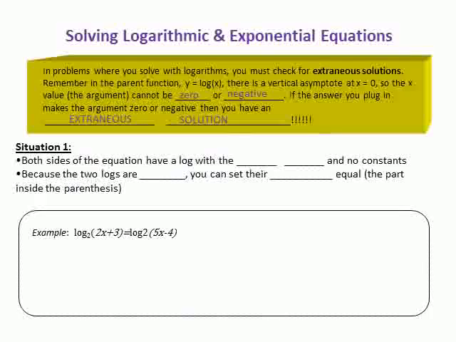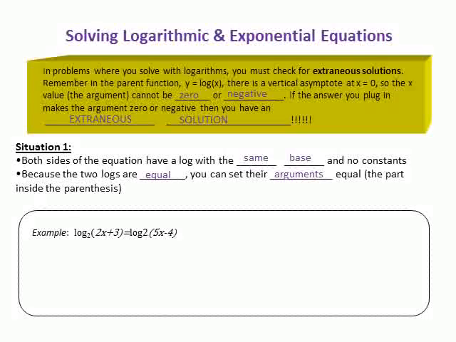The first type of solving of logarithms we're going to look at is if both sides of the equation have a log with the same base and no constant. So if they both have the same base, there are no other random numbers floating out to the sides, no constants. Because the two logs are equal, you can set their arguments, that's the stuff inside the parentheses, equal to each other. So for instance, on our first example, we have log base 2 of 2x plus 3 equals log base 2 of 5x minus 4.